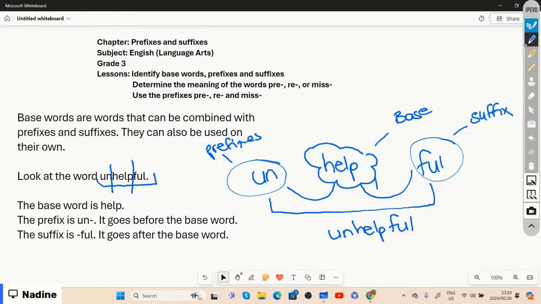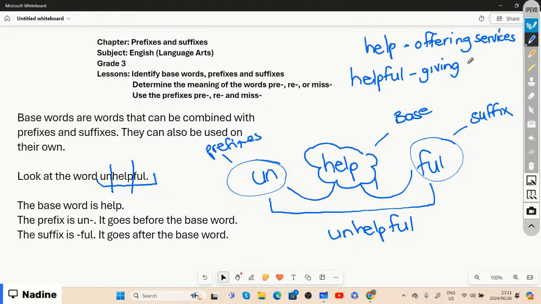And then when you are being helpful, it's offering services. Like we say, help is offering services. It's like you're being nice to someone. When we say offering services, it's like saying, okay, let me do this for you. Can I do this for you? May I assist you? That is helping. Then helpful, on the other hand, means that I am giving help, or I am ready to give help.